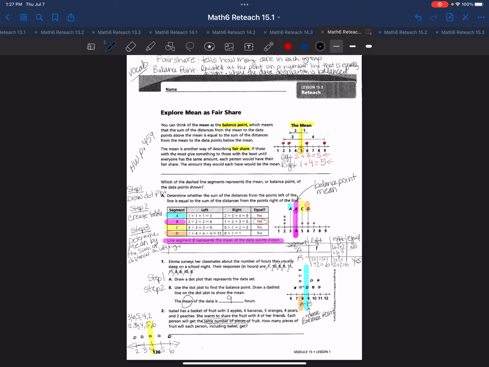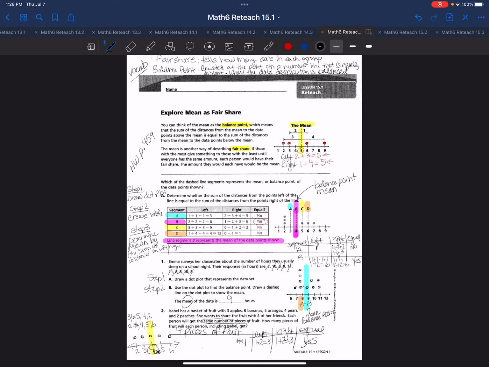Because I know if I have the number 4, and I say left, and then I have right, and equal, the left side I would have 1 plus 2, and on the right I have 1 plus 2. So 3 equals 3. So the answer would be 4 pieces of fruit, because that number 4 here is my balance point, or my fair share, or my mean.